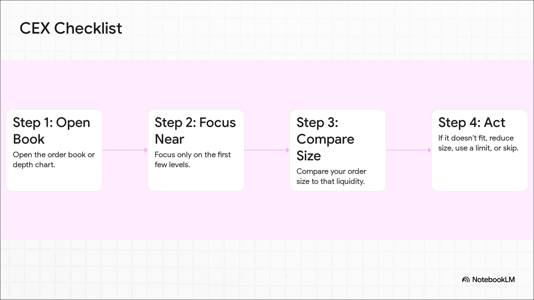Step 1, you open up the order book or the depth chart. Step 2, and this is key, you ignore all the noise and focus only on the first few price levels. Step 3, you compare your planned order size to the amount of liquidity that's just sitting right there. And step 4, if your order is too big for what's available, well, you know the drill. Reduce your size, use a limit order, or just walk away from the trade.